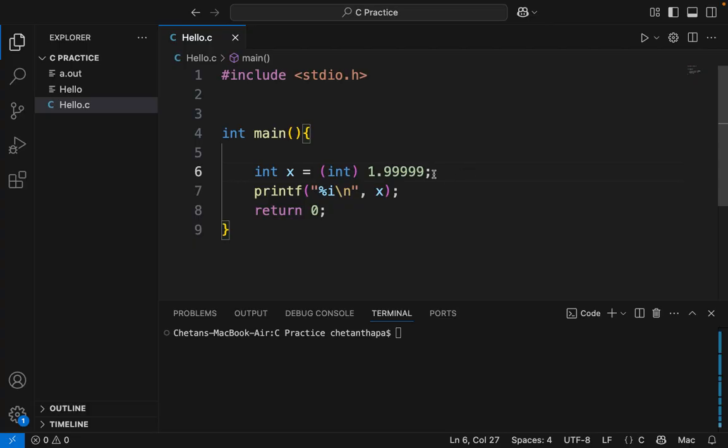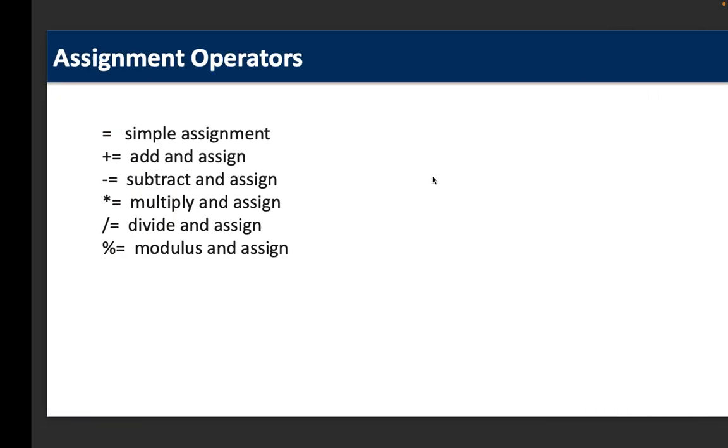The integer value does not store anything after the decimal point, so you need to typecast. You need to tell the compiler that it is an integer value. Even after assigning it, since it is an integer, it will only give us a single number, that's 1. Let's move to the next question.